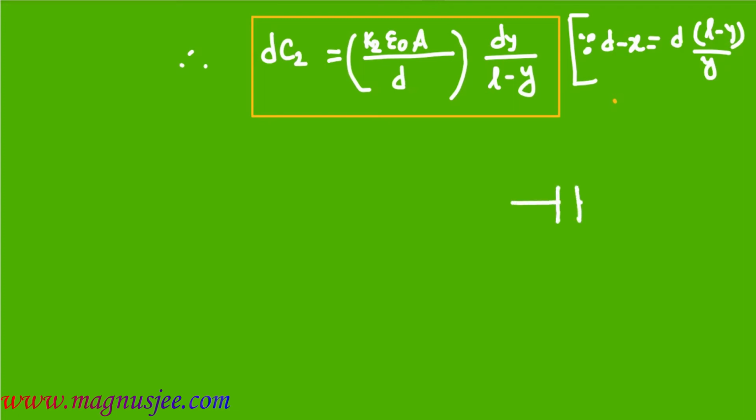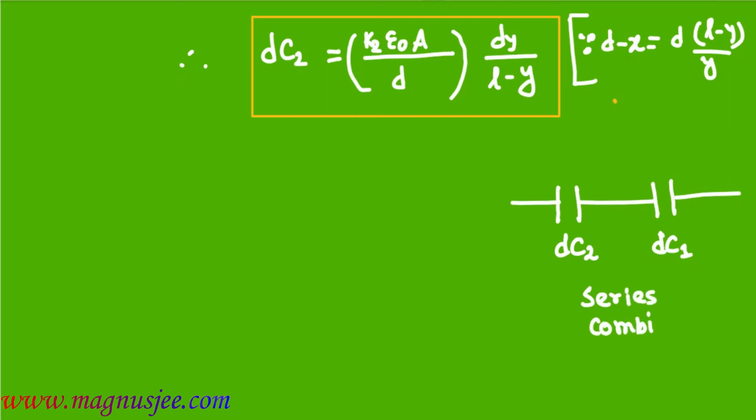Now dC1 and dC2 are connected in series combination. They will appear to be connected in series combination. It may be assumed that these two elementary portions of capacitance dC1 and dC2 are connected in series combination.